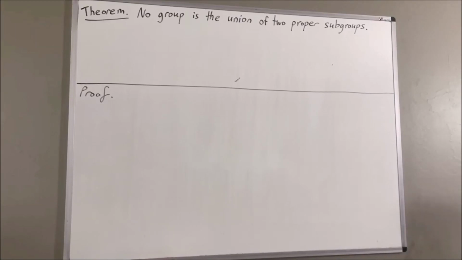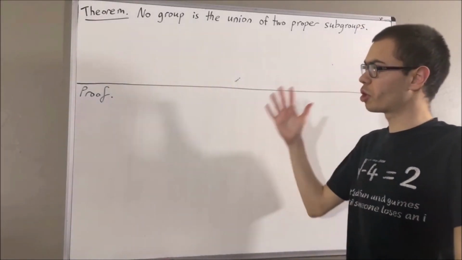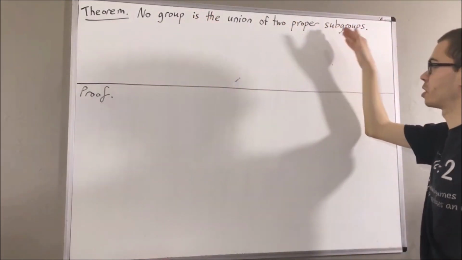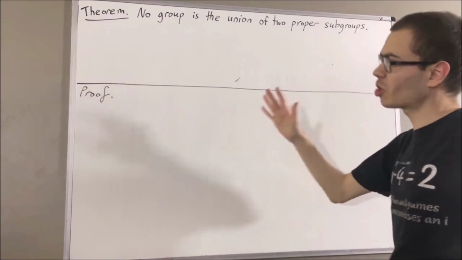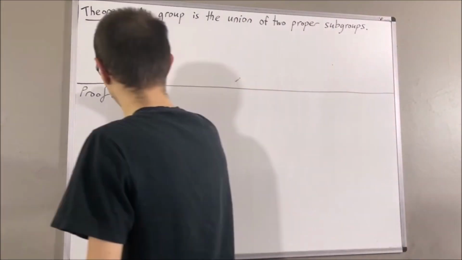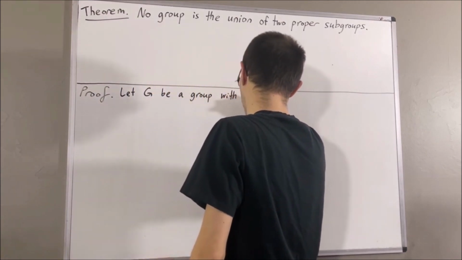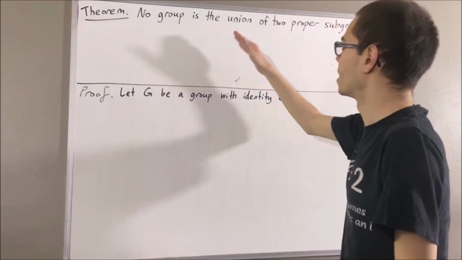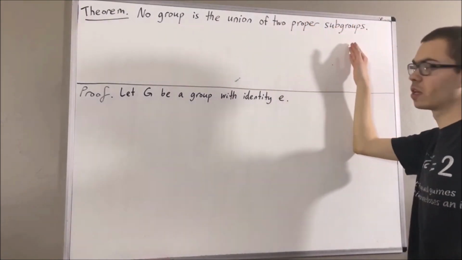Hello! In this video, we are going to prove the following theorem. No group is the union of two proper subgroups. So to start off the proof, let's consider a group G with identity element E. And from here, we want to show that G is not the union of two proper subgroups.